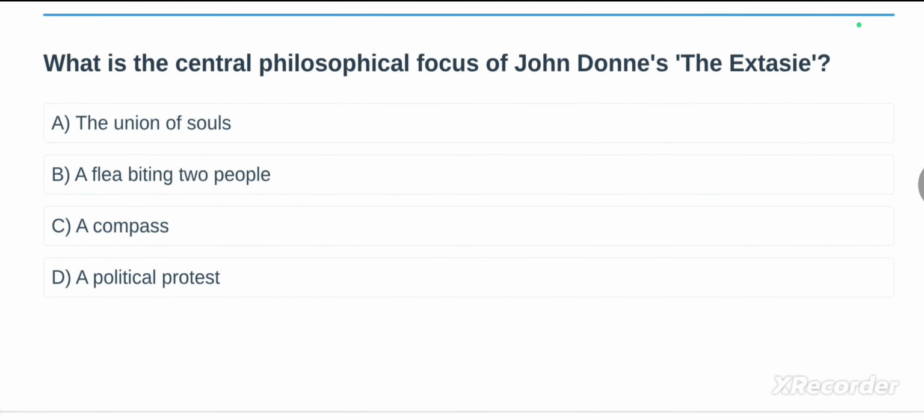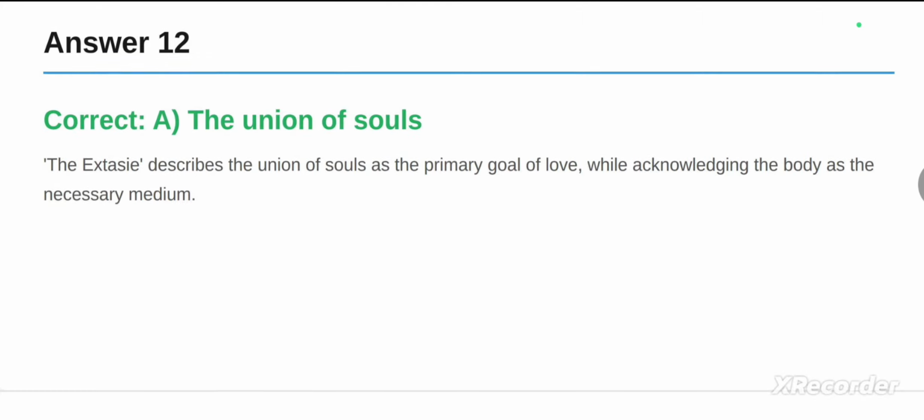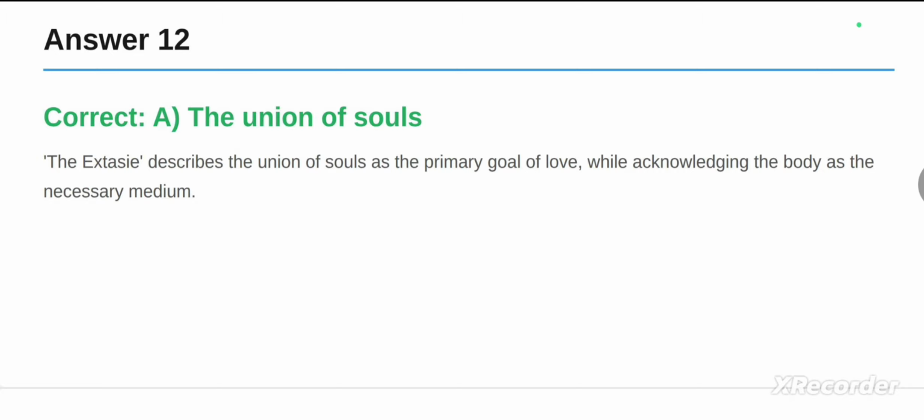Question number 12. What is the central philosophical focus of John Donne's The Ecstasy? And we all know John Donne is famous for metaphysical conceits, and the answer is the union of souls. The Ecstasy describes the union of souls as the primary goal of love, while acknowledging the body as the necessary medium.